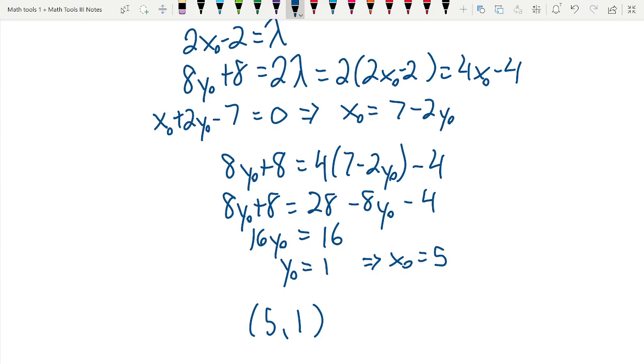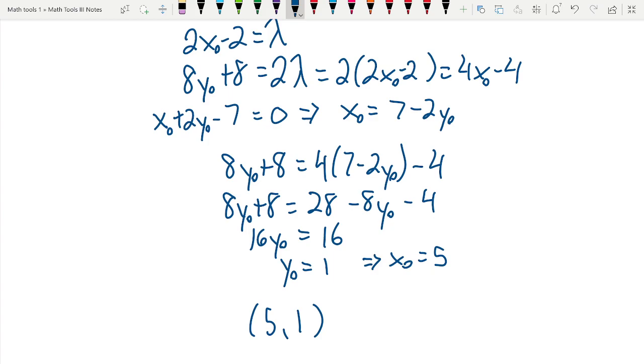We can get an answer for lambda. Like you can plug in 5 for x zero in that first equation there, right? And you get that lambda is equal to 8. But it's not really important. It's more just a dummy variable to kind of get us to that xy point. Okay, so anyway, this tells us that we have 5, 1.